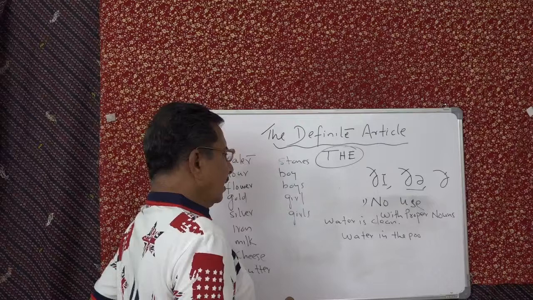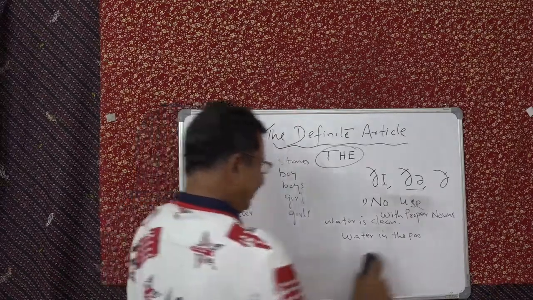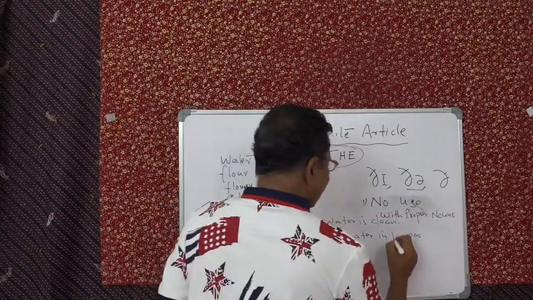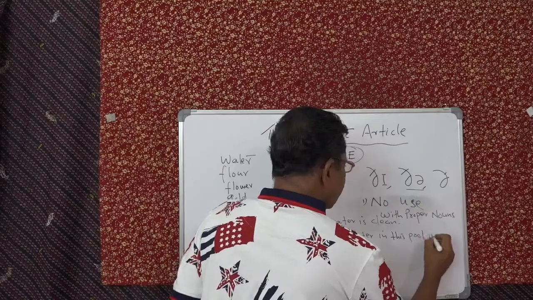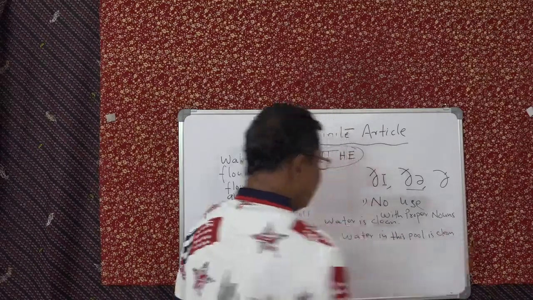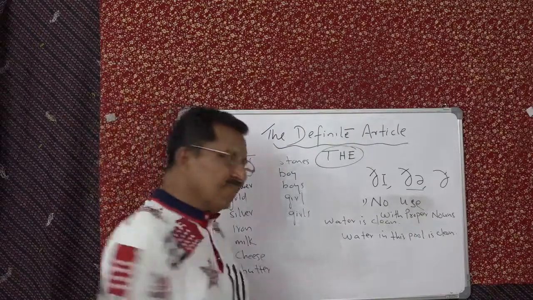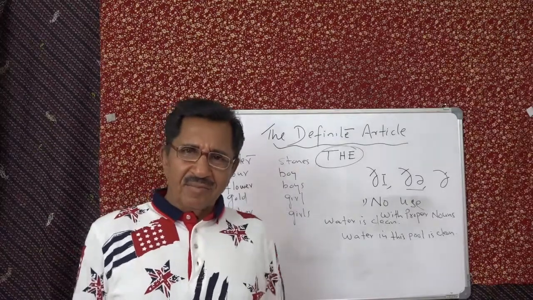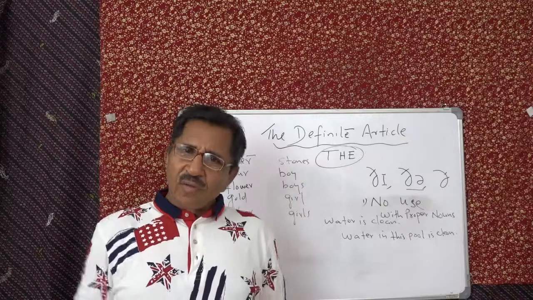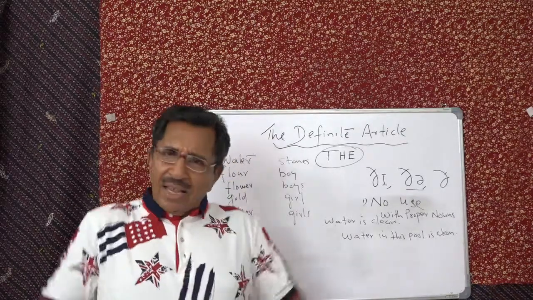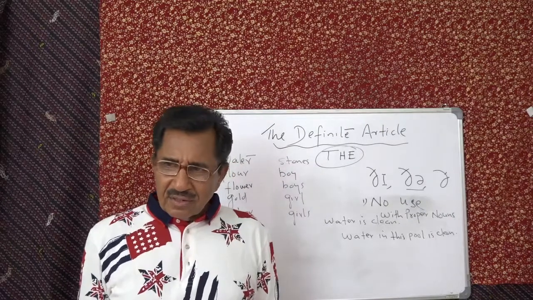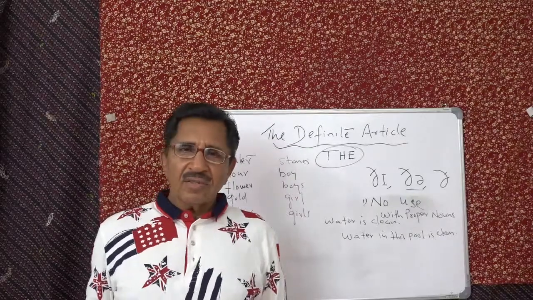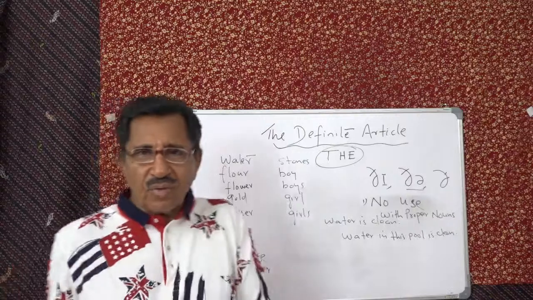See that? Let us make it more specific, okay? No problem? Yes. Water in this pool is clean. So what is happening here? Here they are saying water is clean. It's a general statement. Water is clean. Or water is cold. Or water is hot. Or water is ice cold. Or water is very hot. Or say water is dirty. All these are general statements. You don't know which water.